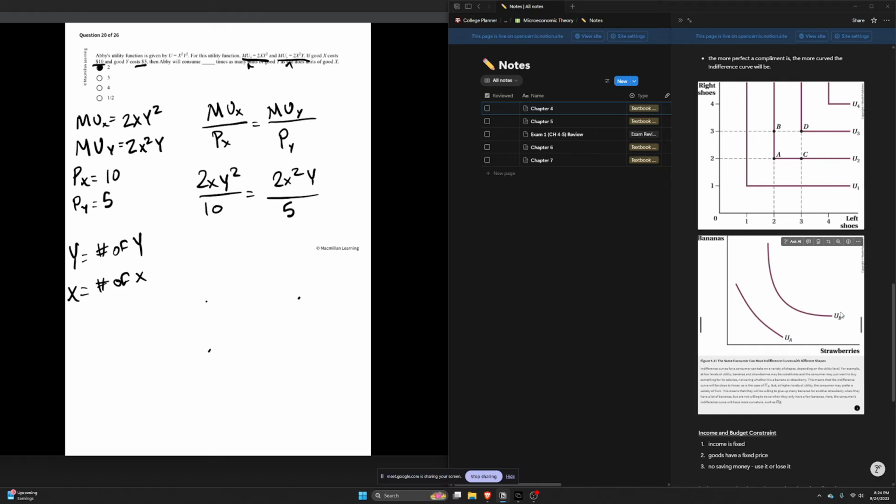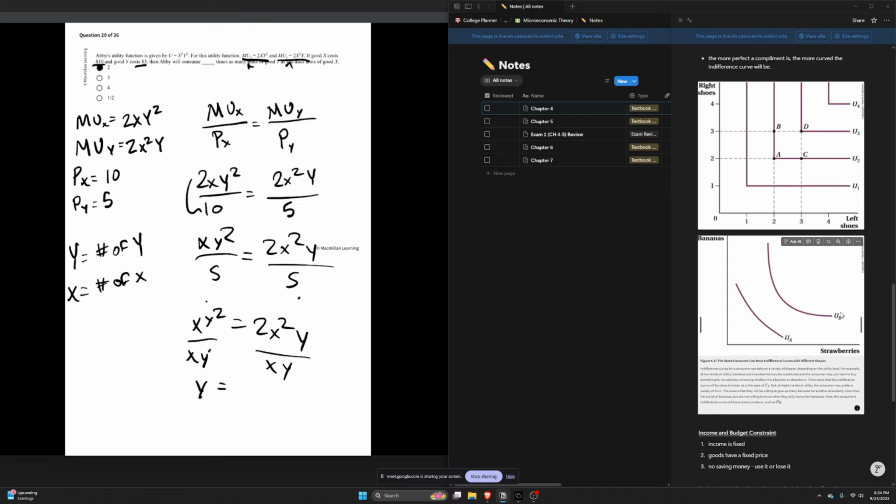We're going to simplify this right here. So that's going to be xy squared over 5 equals 2x squared y over 5. We can multiply both sides by 5, so xy squared equals 2x squared y. Then we're going to divide both sides by xy. So we get y equals 2x. All right.